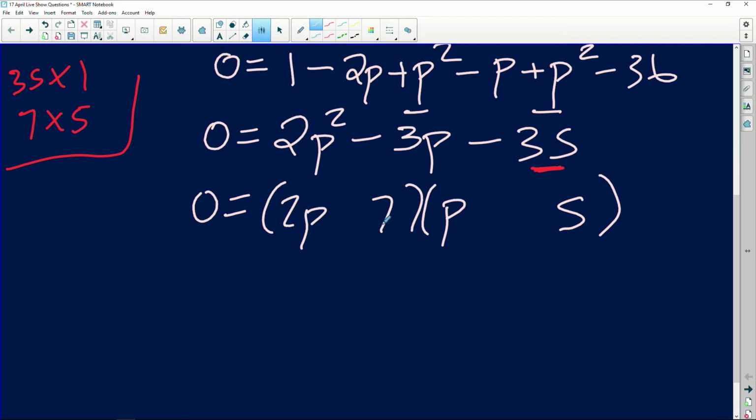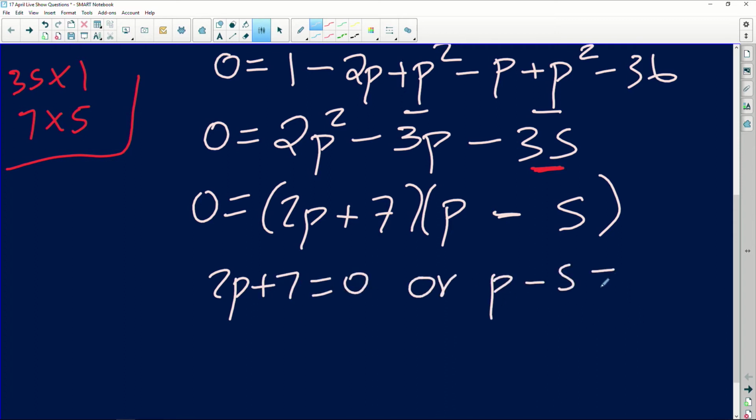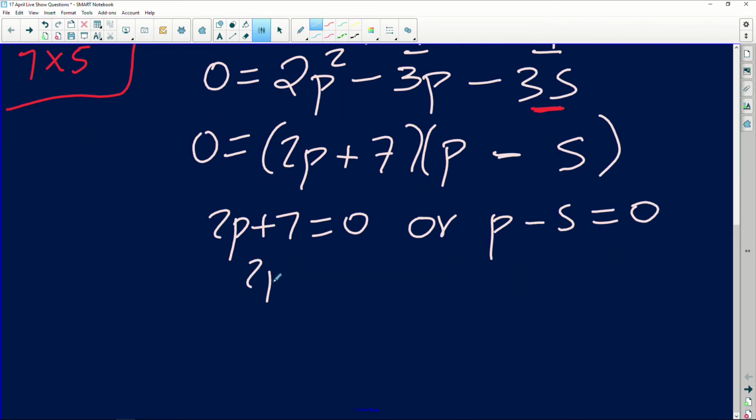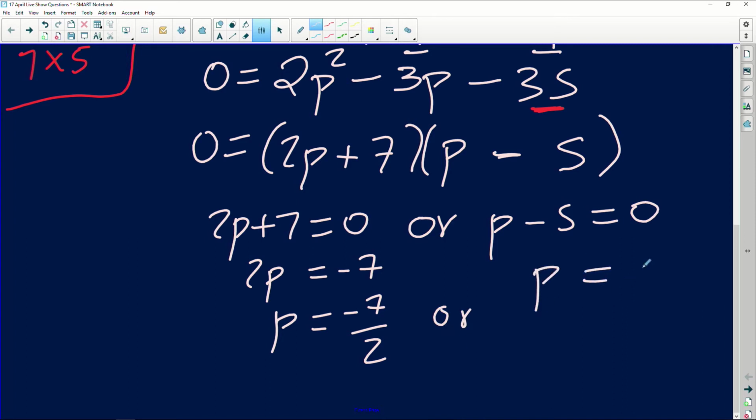The bigger product must be negative, so for the product of 2 and 5, I'm going to need a minus here and a plus there. Let's see what will happen when we do this. Then clearly you can see that we now have 2p plus 7 equals 0, or p minus 5 is equal to 0. If I continue further, 2p equals negative 7, and our p comes out as negative 7 over 2. Or if I simplify the other one, p is equal to 5.